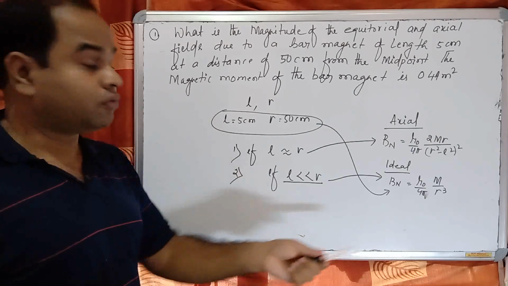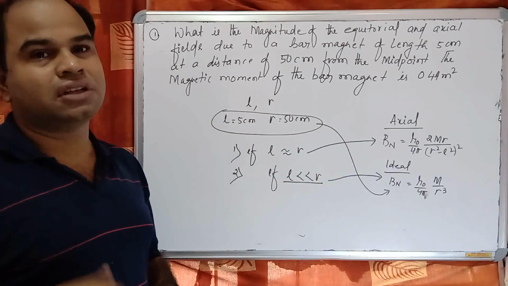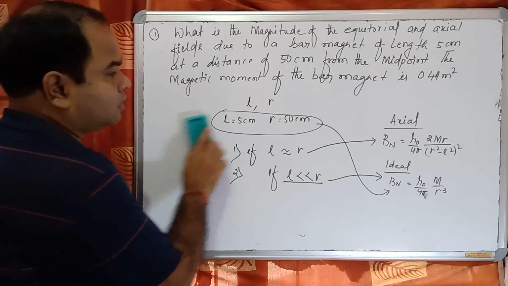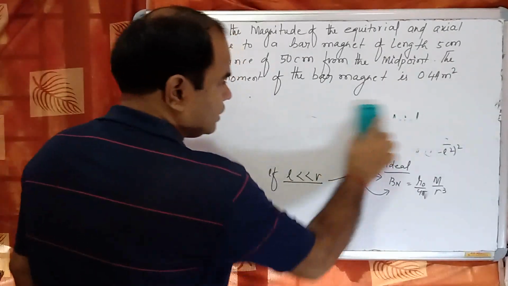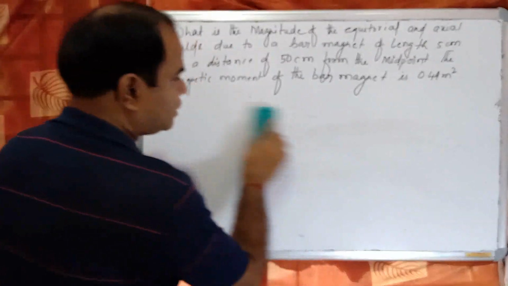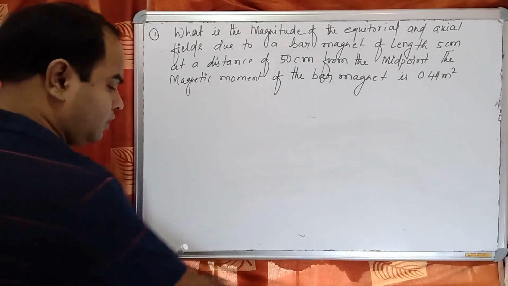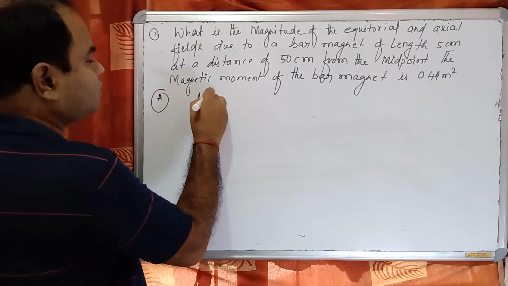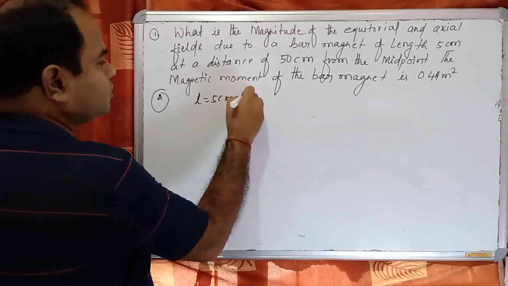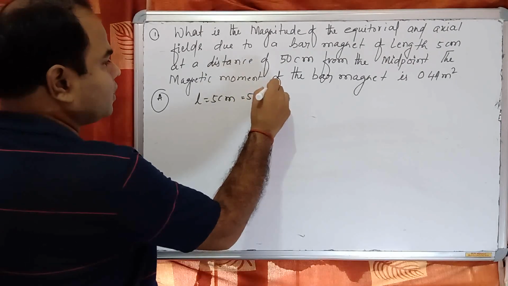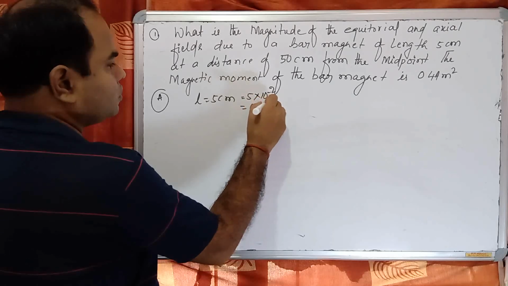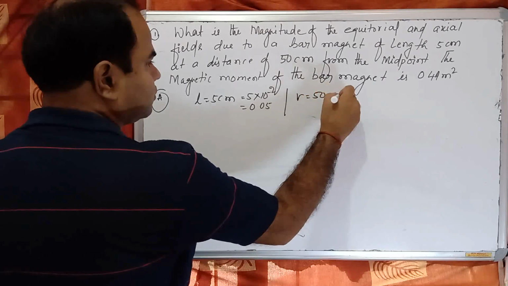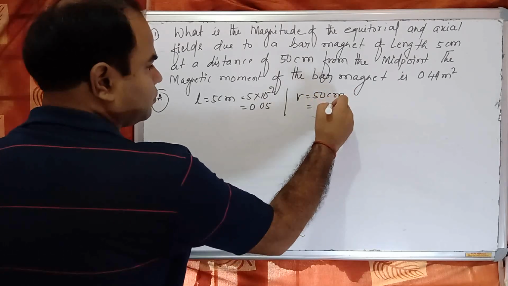We will use the ideal dipole formula for axial as well as equatorial. Okay, so we will use the ideal dipole formula in this case. Write the given: L is equal to 5 cm, or 5 into 10 to the power minus 2, or 0.05 meter, and R is 50 cm, or 0.5 meter.